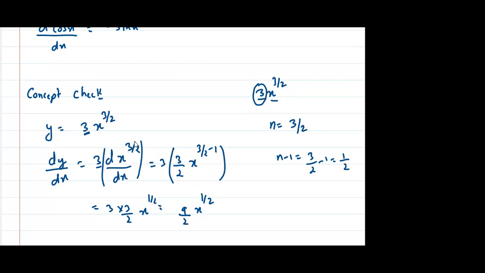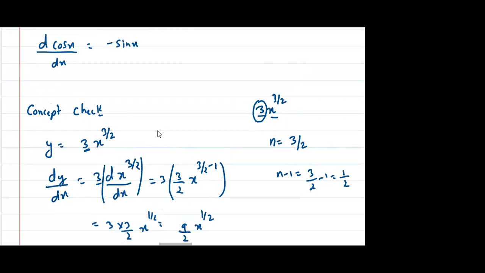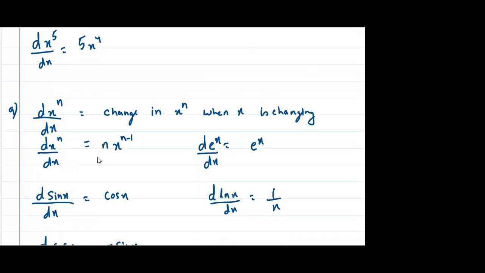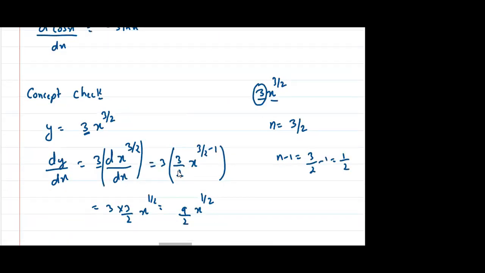Now, what is the formula of this? Tell me, what is the formula? 3 by 2 is n. So what is the formula of d x to the power n by dx? I just told you this, right? So d x to the power n by dx is n x to the power n minus 1.